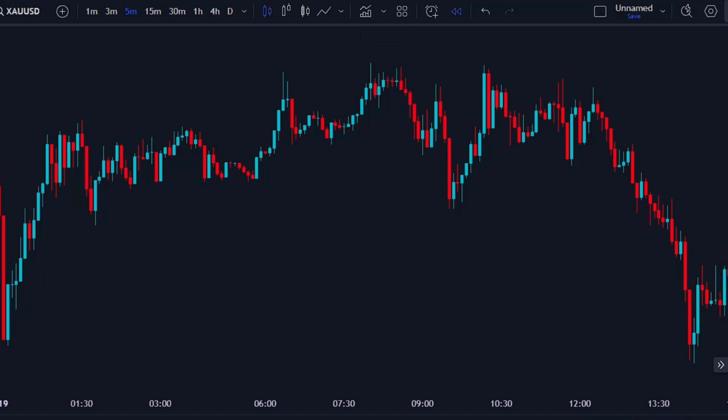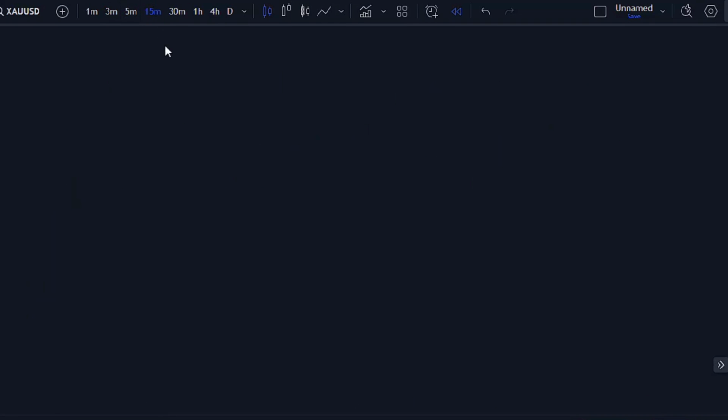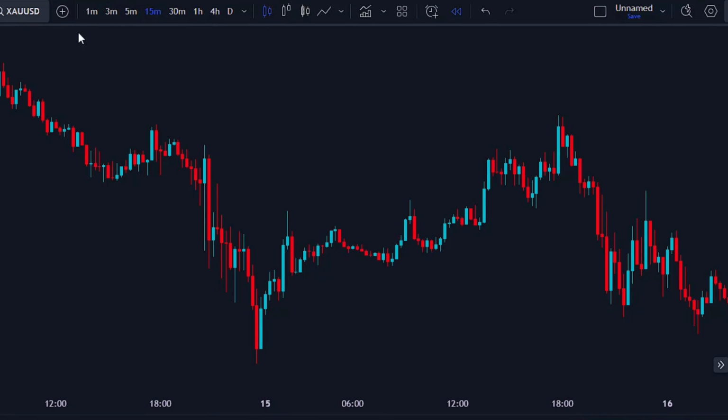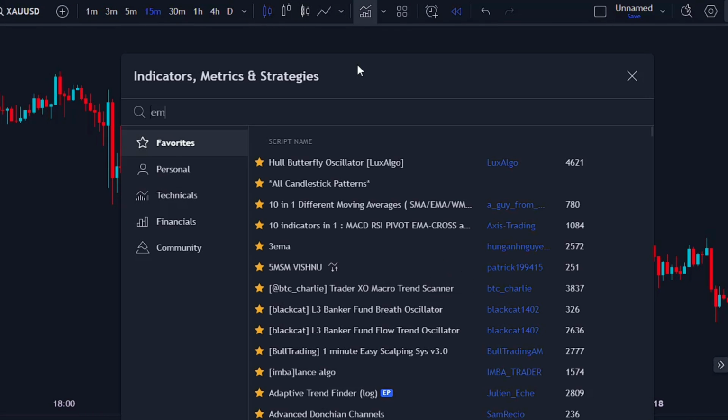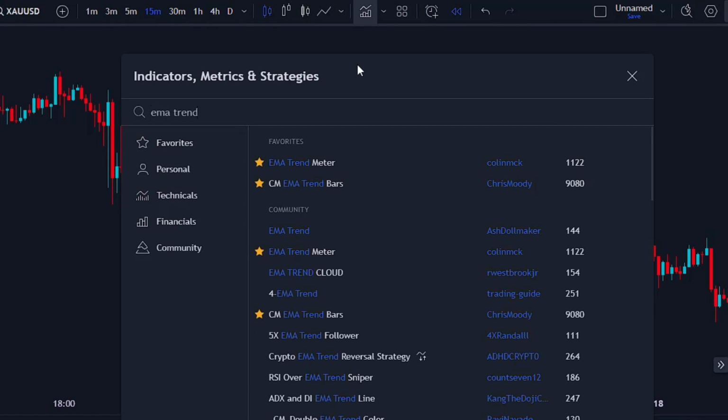Once you're there, load up your preferred trading security on any time frame. For today's demonstration, I'll be using the 15-minute time frame of the gold chart. Then, simply click on Indicators. Search for EMA Trend Meter created by this amazing author and add it to your chart. Easy peasy.